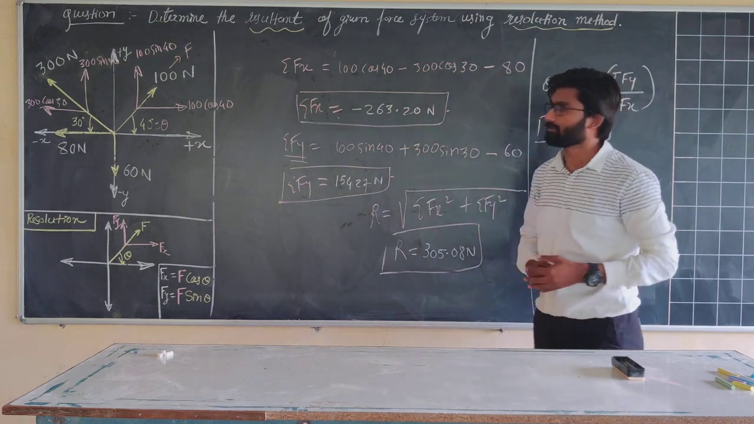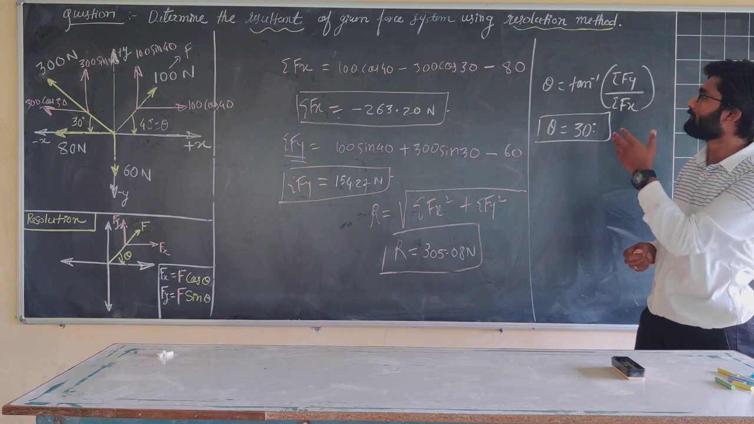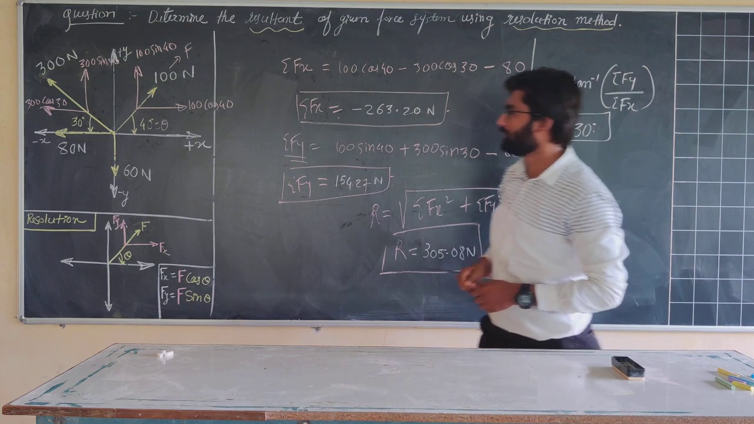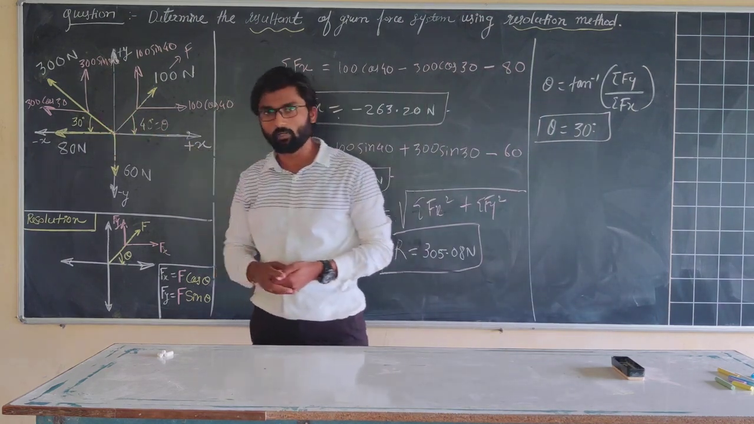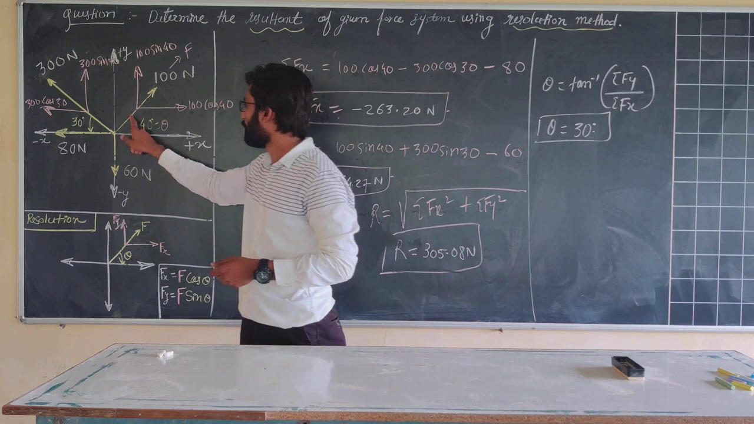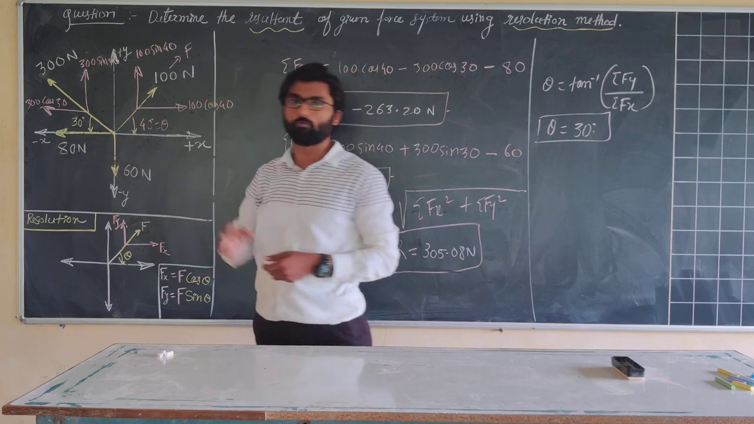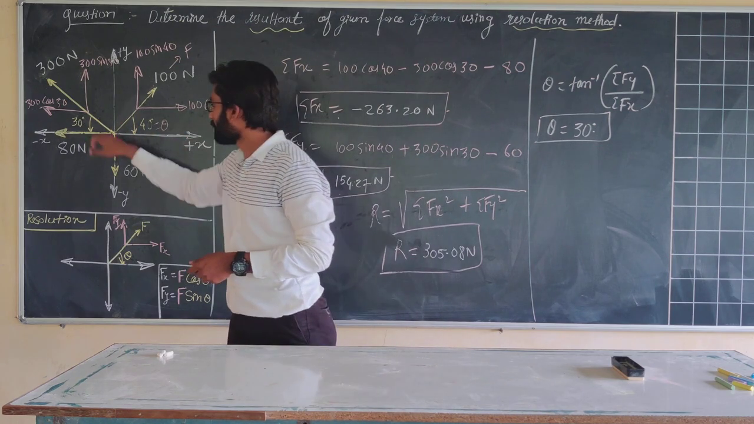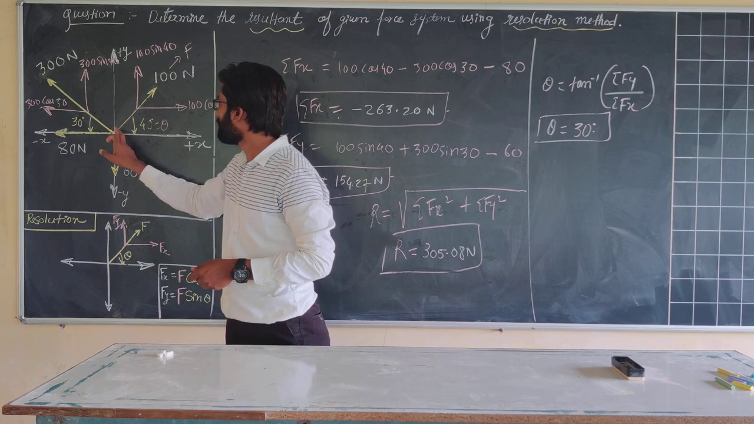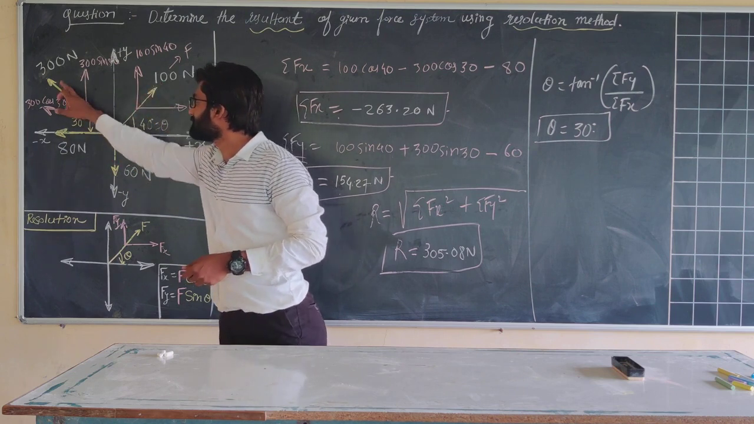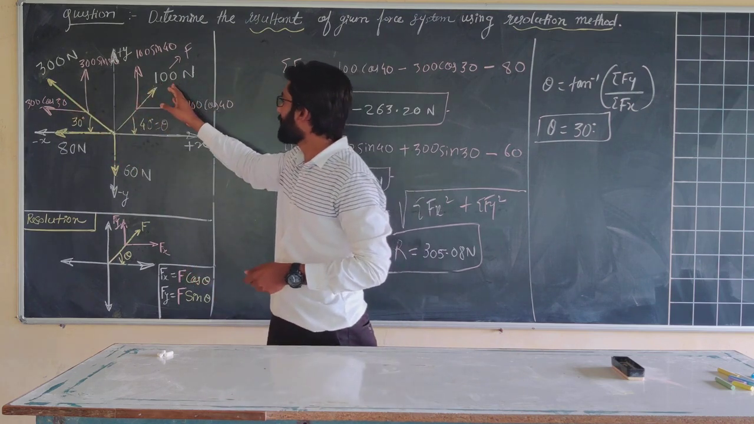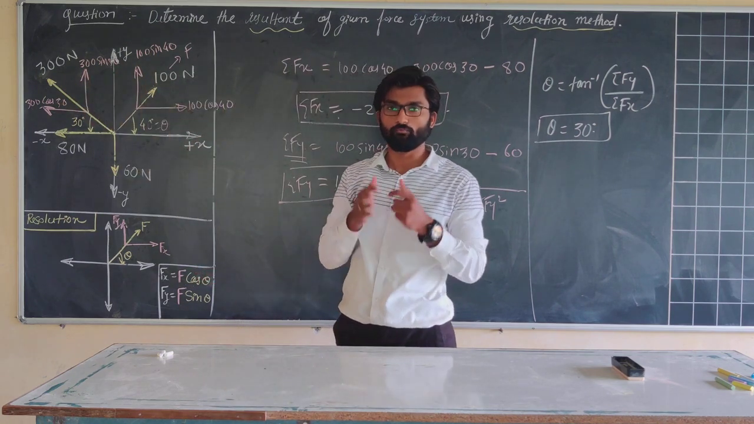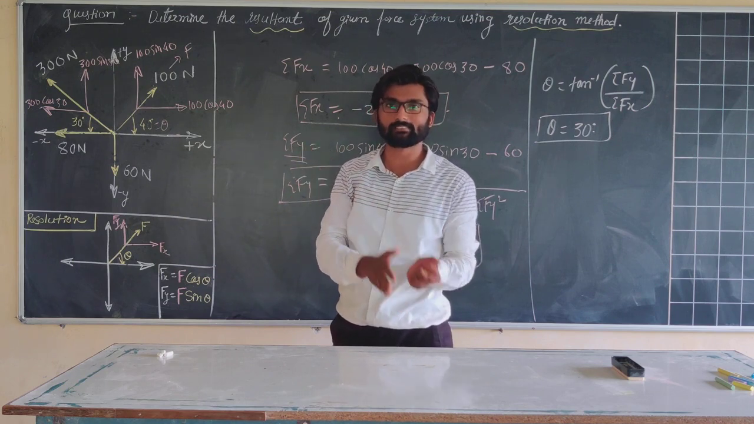Now we'll go on to the numerical. The statement goes like this: determine the resultant of the given force system using resolution method. Here our aim is to find the resultant using resolution method. This is the given system of forces, where we have four forces acting on a particular point, so this is a concurrent force system. Out of these four forces, the one acting in the first quadrant and the one acting in the second quadrant, with magnitudes of 100 Newton and 300 Newton respectively, are inclined, and we need to resolve these two forces into x and y.